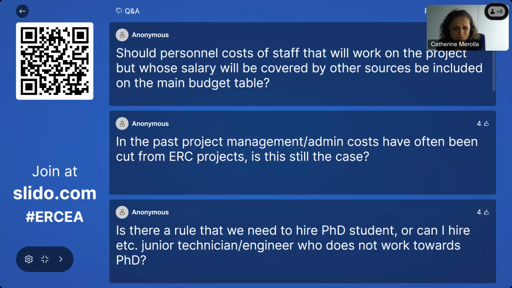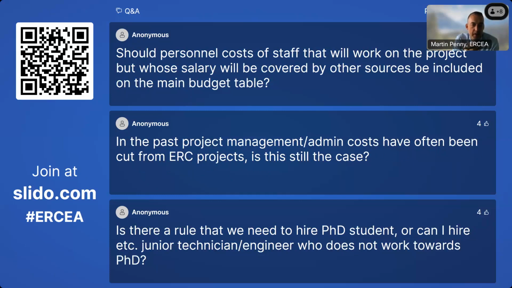And again, another question for you. Should personnel costs of staff that work on the project, but whose salary we cover by other sources, be included in the main budgetary table?